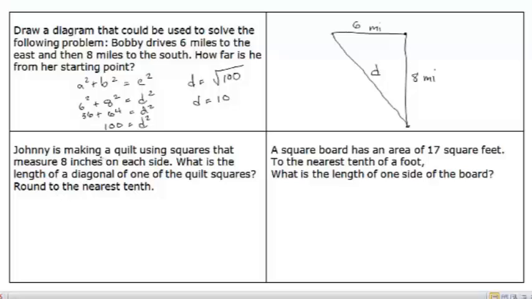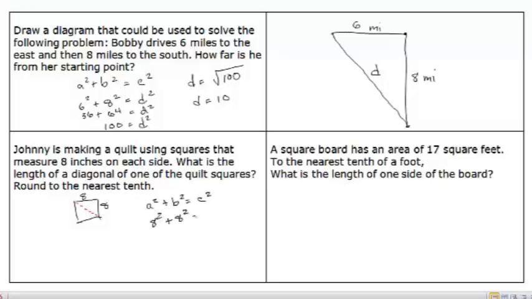Johnny is making a quilt using squares that measure 8 inches on each side. What is the length of the diagonal of one of the quilt squares? Round to the nearest tenth. Alright, so we know that a square has sides that are all equal. So what they're asking us to do is to find the length of the diagonal side.